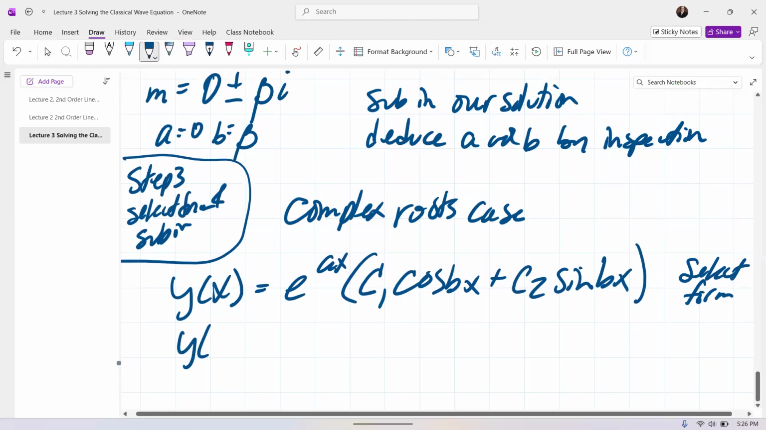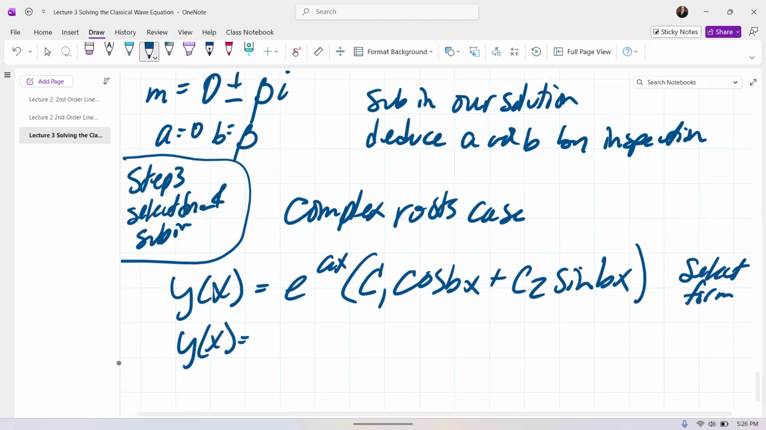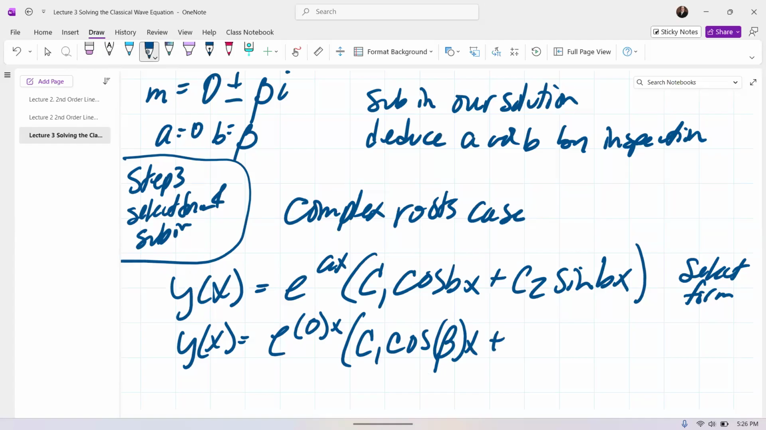y of x equals e to the a, what's x? Oh no, I did it wrong. e to the a is the thing we need to sub in. a is 0, so this one, 0x, like that. Now, c1 is still not known. Cosine, what is b? It's beta, so we substitute in beta x plus c2 sine b, we're also supposed to substitute in, that's beta x. This is sub in.